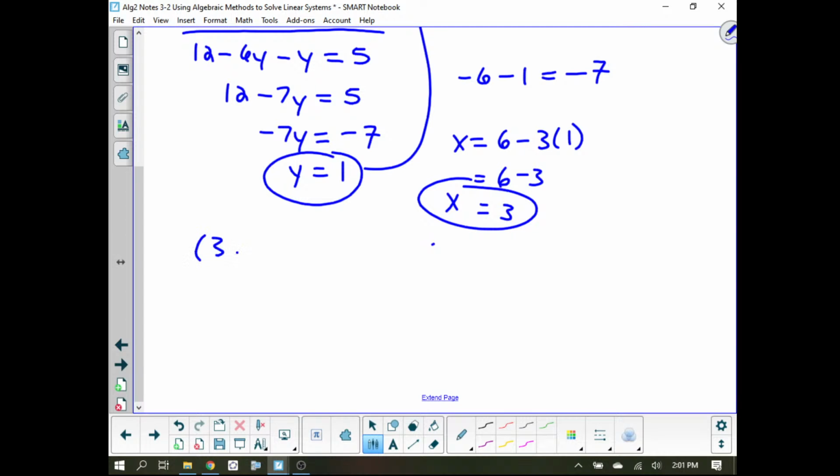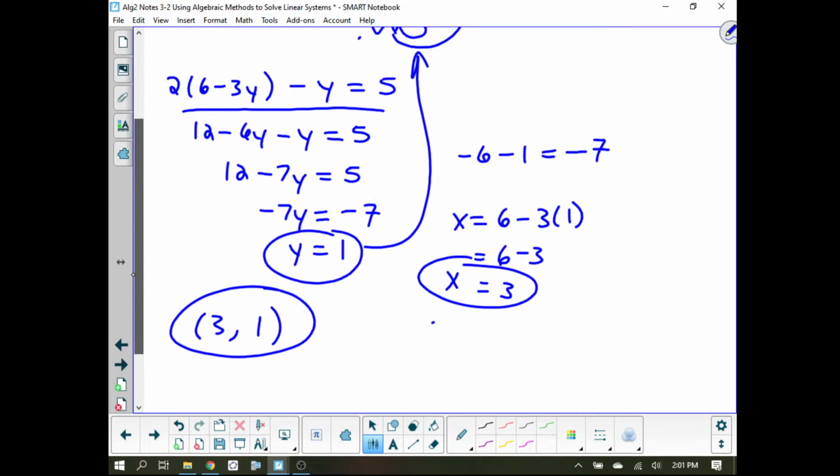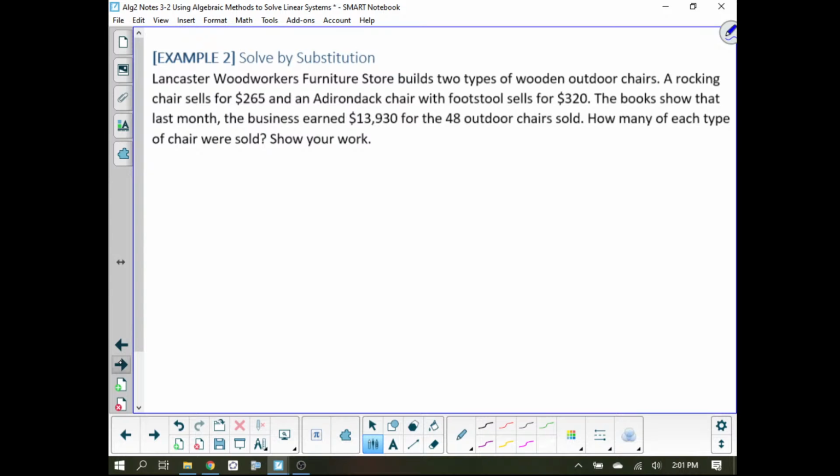Okay. So you could write the solution as an ordered pair, or you can just have it as the x and y. I don't care. Either form is fine for me. All right, we all remember this technique? Okay, let's try an application.